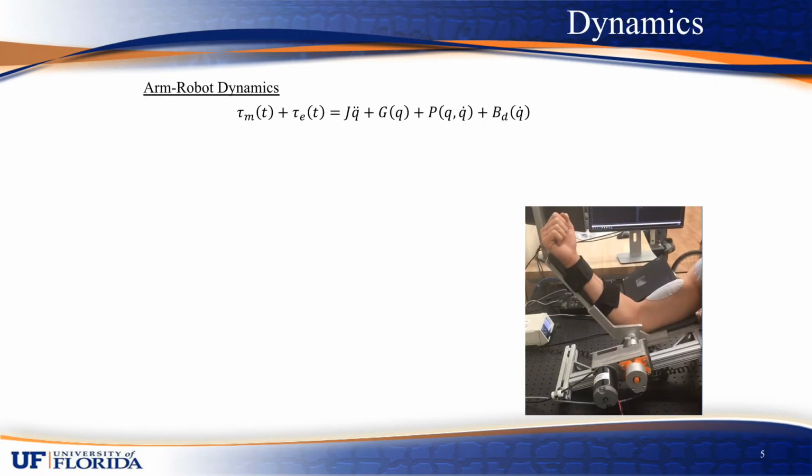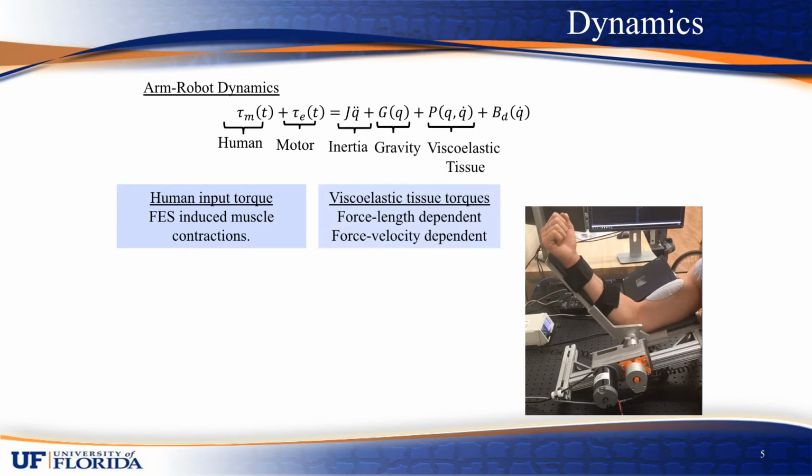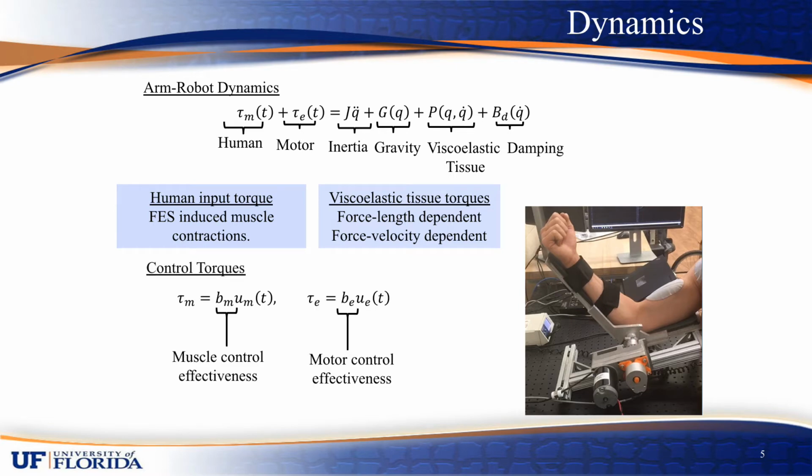Now let's look at the arm robot dynamics. The dynamics are comprised of a human input torque, which is from the FES-induced muscle contractions, a motor input torque, inertial effects, gravitational effects, viscoelastic tissue effects, which are both force length and force velocity dependent, and finally damping effects. The control torques can be further expanded as shown, where the torques are comprised of a control effectiveness term and a control input term.